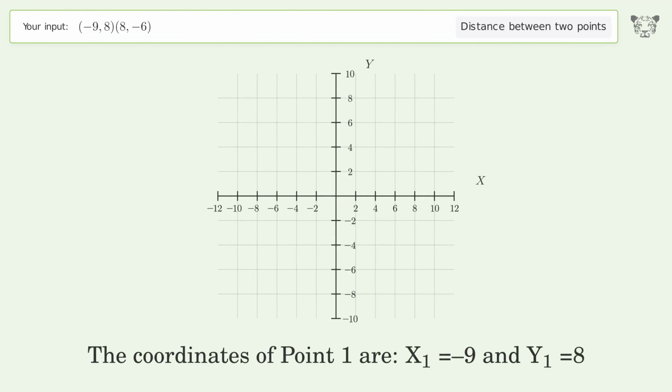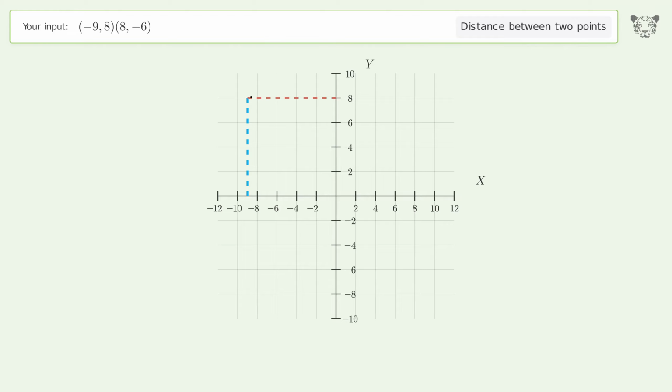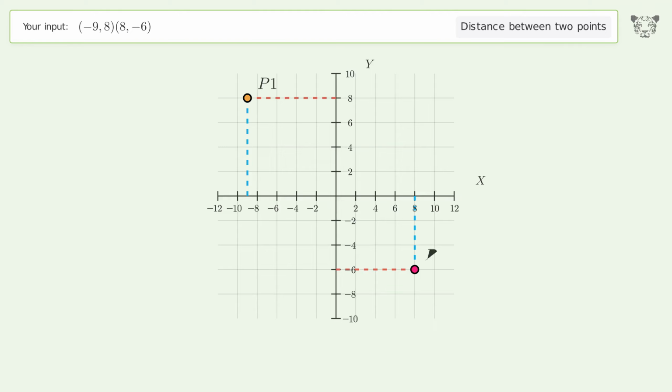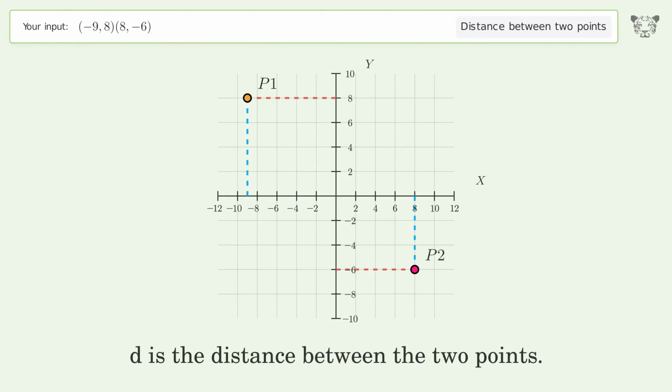The coordinates of point 1 are, x1 equals -9 and y1 equals 8. The coordinates of point 2 are, x2 equals 8 and y2 equals -6. D is the distance between the 2 points.